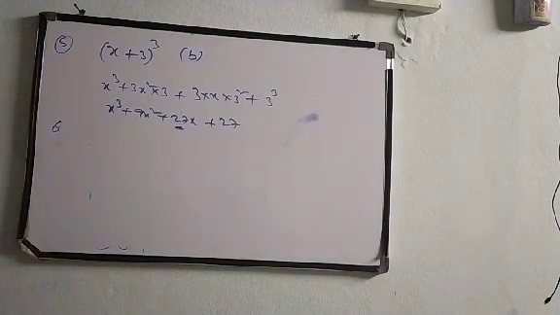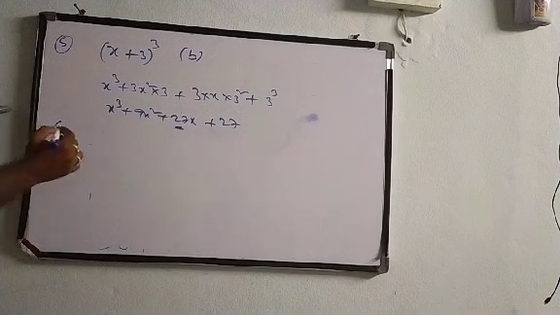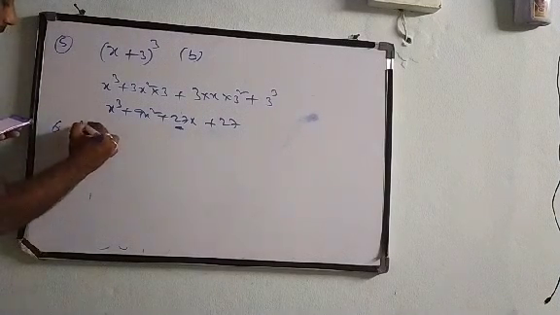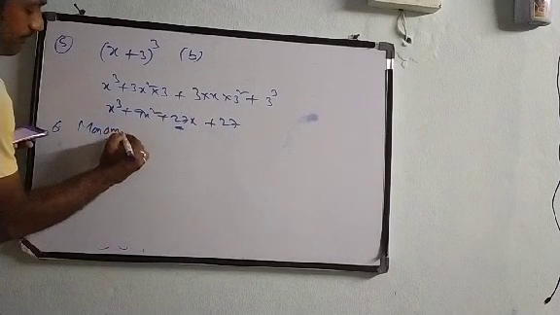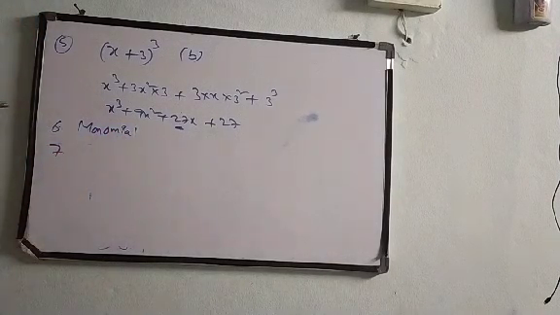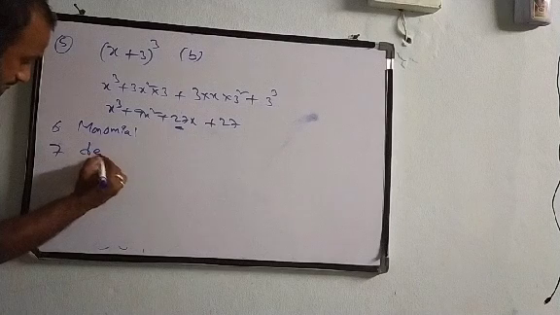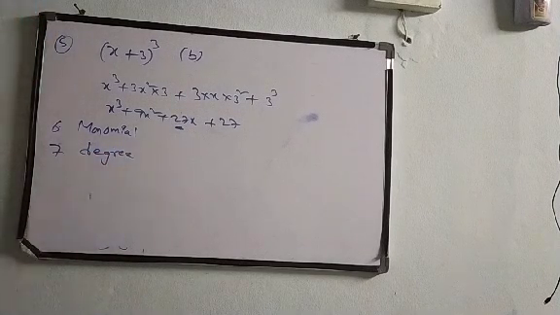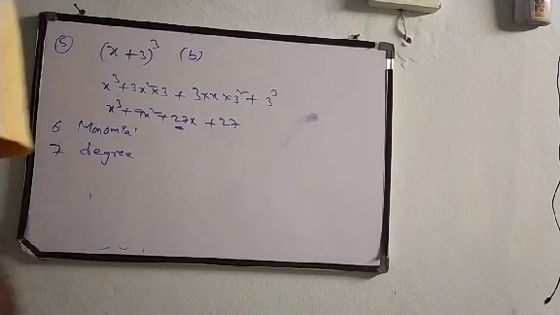Coming to the sixth question. Fill in the blanks. A polynomial containing one non-zero term, we are going to call it a monomial. A polynomial with one non-zero term we are going to call a monomial. The highest power of the variable is called the degree. The highest power we are going to call the degree.